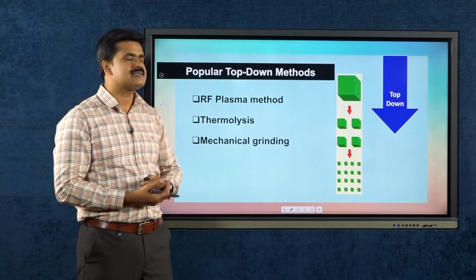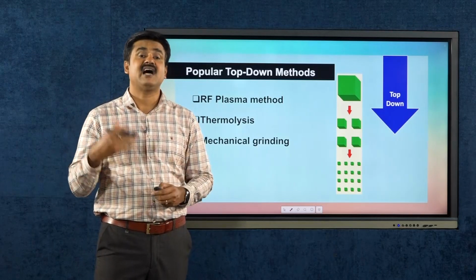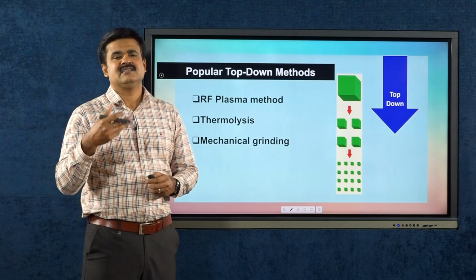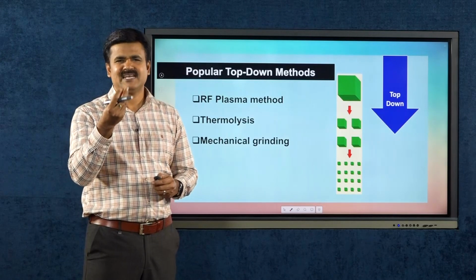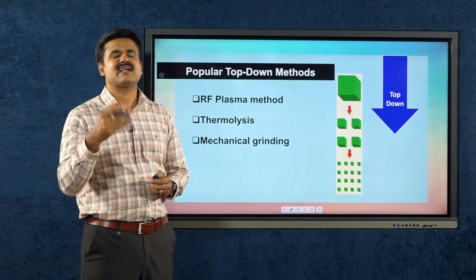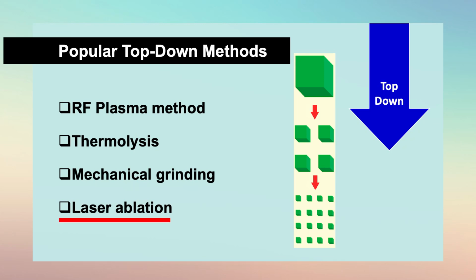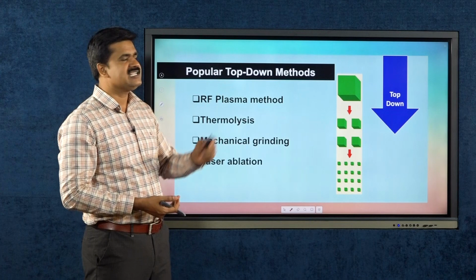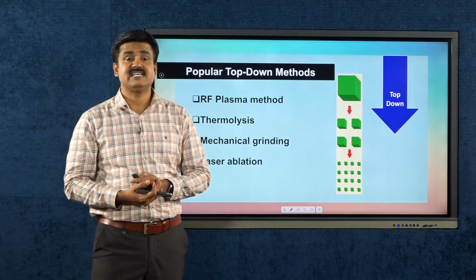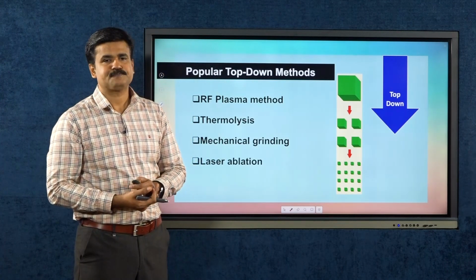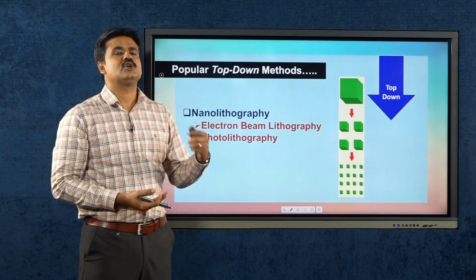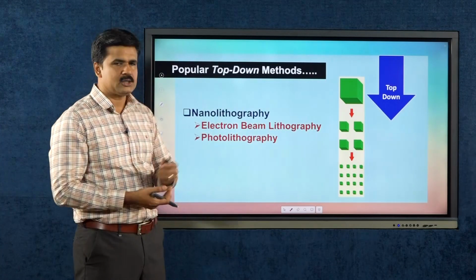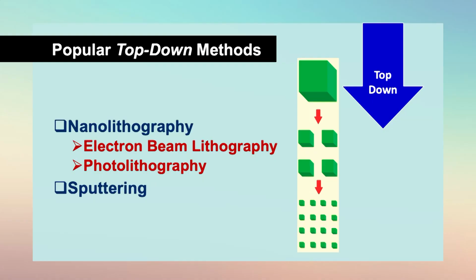And next one is mechanical grinding. It is otherwise called high energy ball milling, similar to powdering of some grains or other materials. This is mechanical grinding. Now, the next method is very popular, very important, and recently discovered. That method is called laser ablation. Laser ablation is one of the popular, recently established top-down methods. Now, another top-down method is nanolithography. These are very recent techniques.